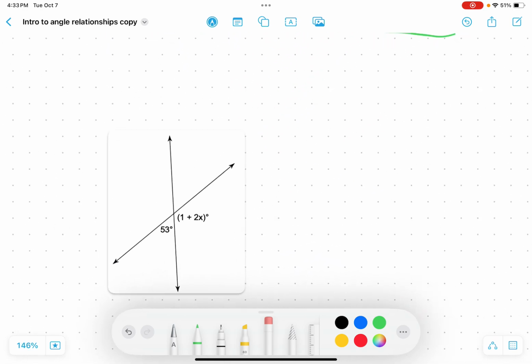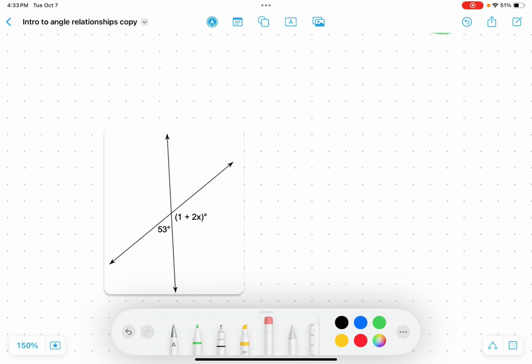So this will be example 4. Why don't you try to solve this one on your own? Copy the diagram and see if you can set up the equation and solve it. Pause the video and try to work this one out.